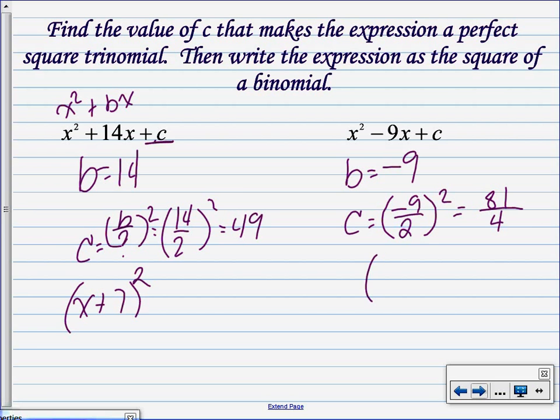So my perfect square would actually be x minus 9 halves squared. Yeah, so you're going to actually have to do both. You'll have to do this one. That's what C is. And then they want you to write this part out also.